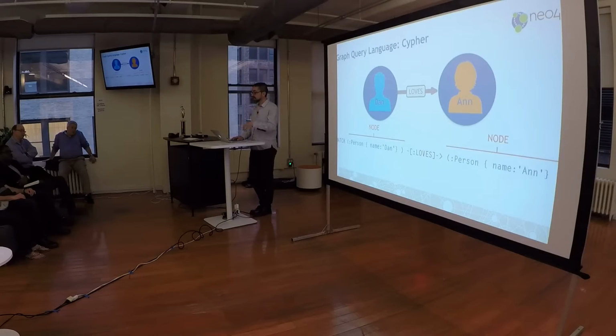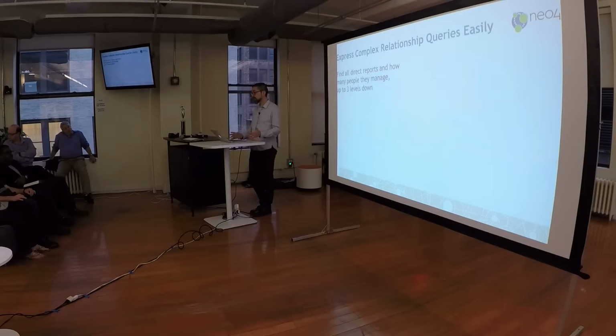The Dan and the Ann are our nodes. In the middle, we have a loves relationship. The nodes have labels, they've got properties. This is pretty much just a simple property map. You can add as many properties as you want to. There's no schema to work with, so you can just add things as is appropriate. And then you can write queries with it.